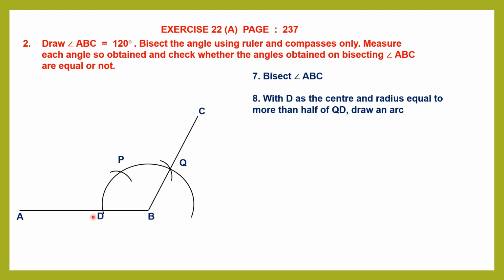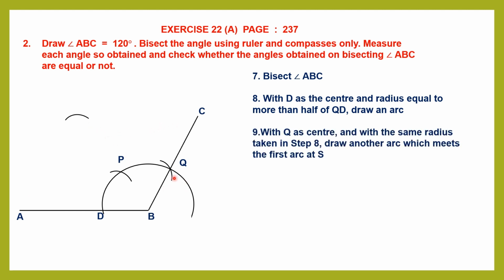For that, we're going to take D as a center and radius equal to more than half of DQ, more than that, and draw an arc. That means our arcs will come here. Don't draw it anywhere else. It should be here because it's half of this. So draw an arc. We have drawn an arc. Now with Q as the center and same radius that we took here, draw another arc which will meet this arc at S. So we have that done. Then join BS, because that's the bisector. So we have joined BS.